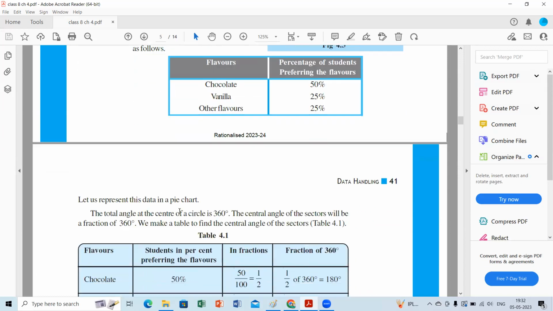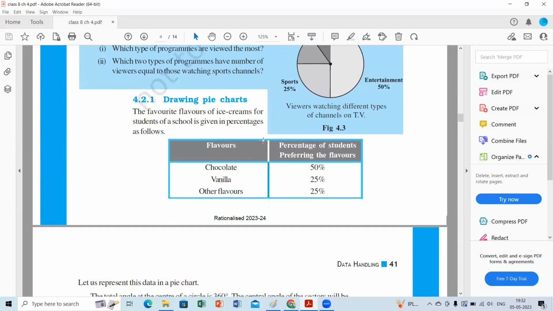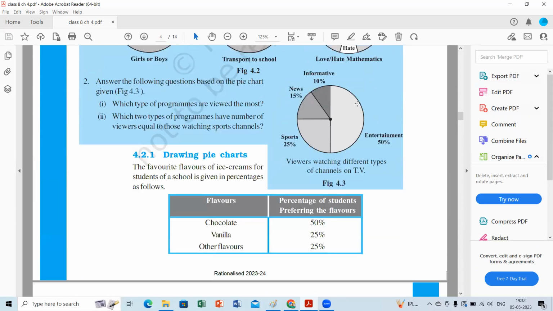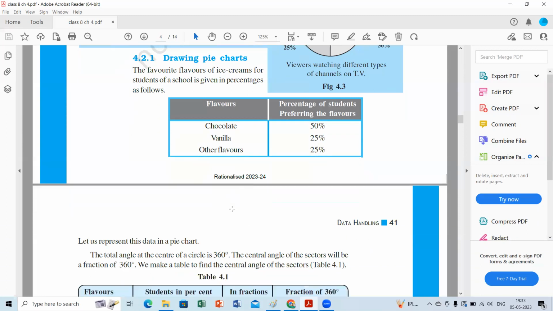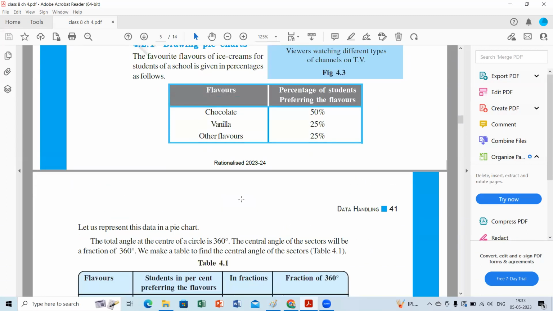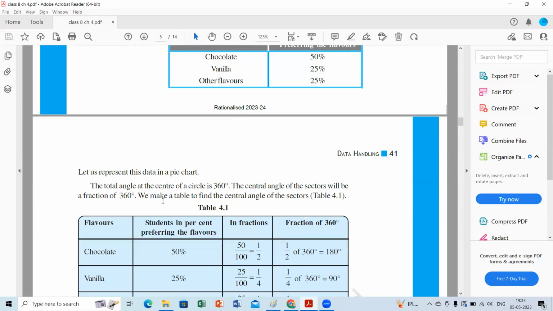First point, we are going to take a circular chart, means a circle. What is the total angle in a circle, children? 360 degrees. We are equating 360 degrees to 100%. So here 50%, half of the circle, is the chocolate flavor. The total angle at the center of the circle is 360, so the central angle of a sector will be a fraction of 360.